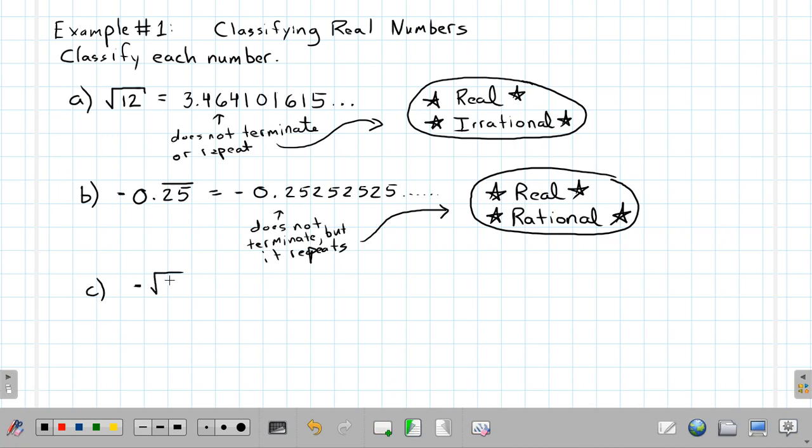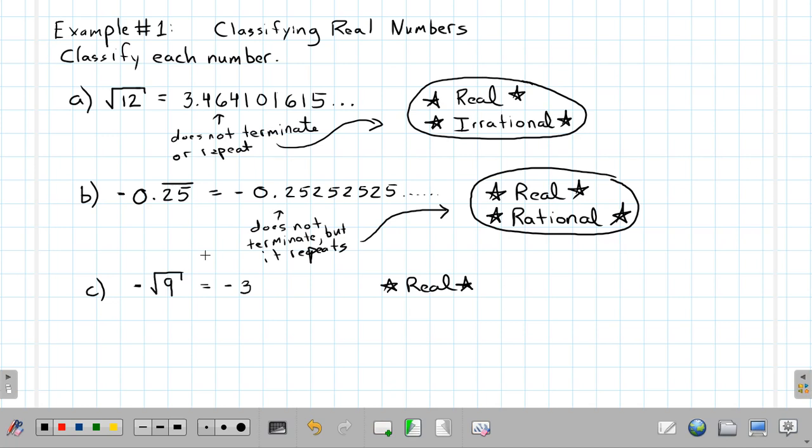The negative square root of 9. So once again, the negative is out front of the square root. That means we're going to have this is the negative square root of 9. So this is going to be negative 3. Okay? So since that is the number negative 3, let's go through the list and see what it is. So first off, we automatically know this is real. Once again, every single number that we see here is going to be real. Okay?